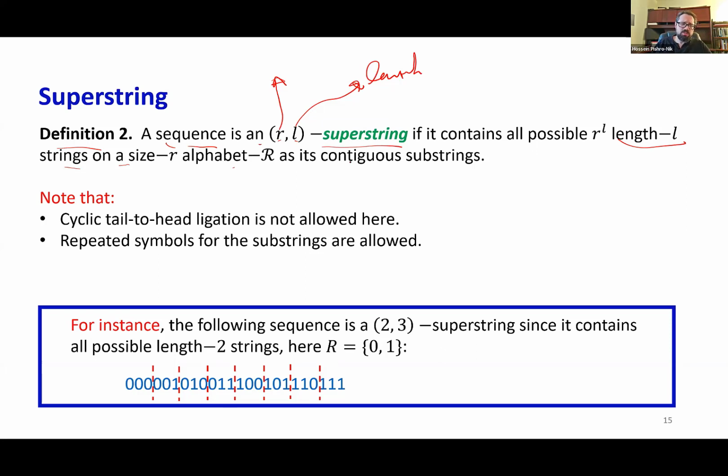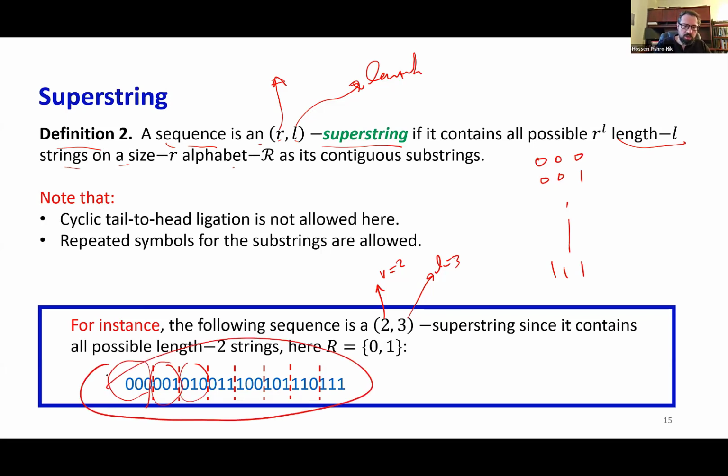So how can you make superstrings? There are, in fact, infinitely many superstrings of different lengths. The easiest way, which I call the naive way, is the following. Let's say R is equal to 2, so binary data, and length is equal to 3. How many patterns could you have? 0, 0, 0, 0, 0, 1, all the way to 1, 1, 1. So there are 8 possible patterns. The naive way of making these superstrings is that you just put them next to each other and call the entire thing your superstring. Of course, this is not a very efficient way of doing it. You can make it much shorter, but by our definition it is a superstring.